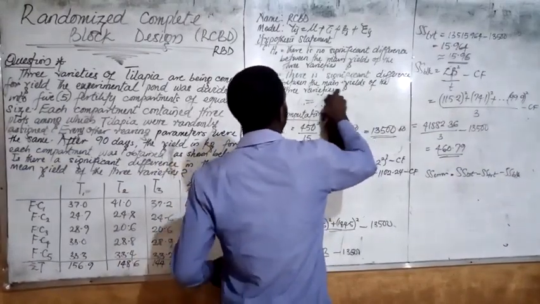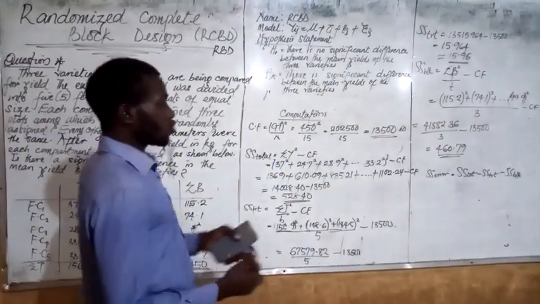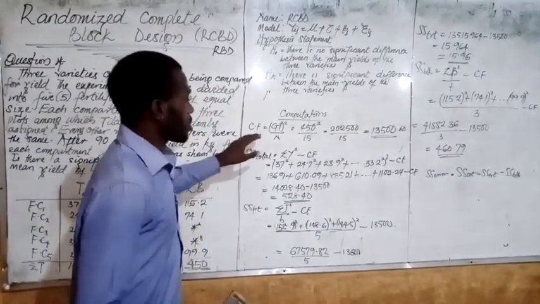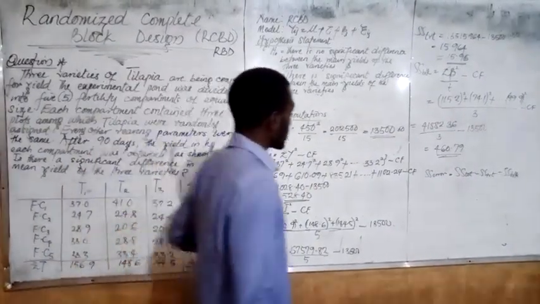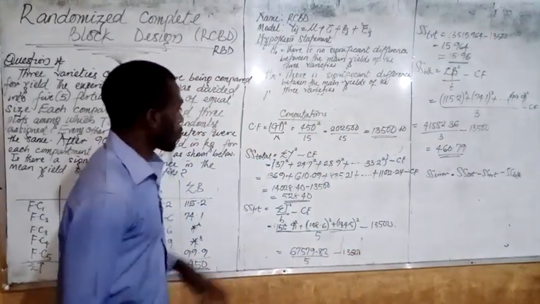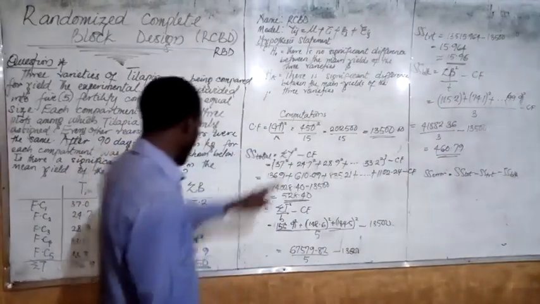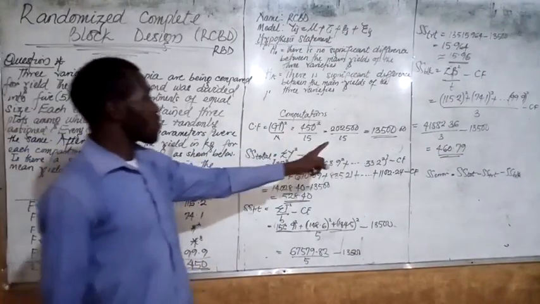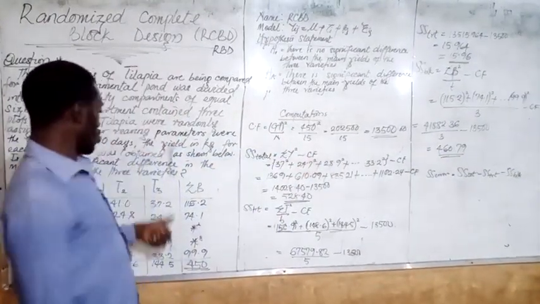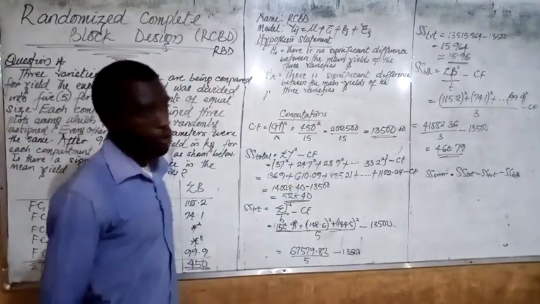Now, the next is the computation. How do you compute? You remember the steps. I said CF, then SS total, SS treatment, SS block, SS error. That's the step. So here, CF, we have grand total squared over n. The grand total is 450, squared over n. Here n is the total number of observations, which is 15. So you get this as your correction factor.